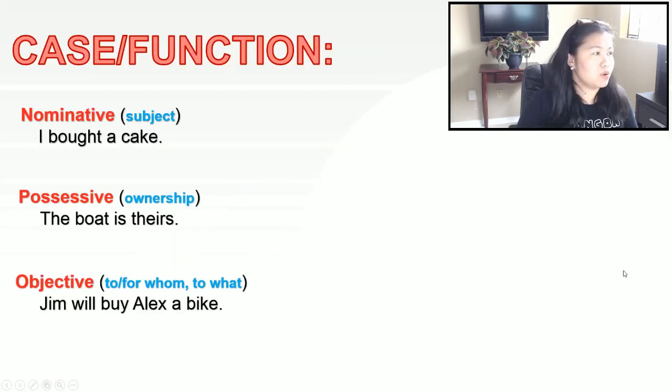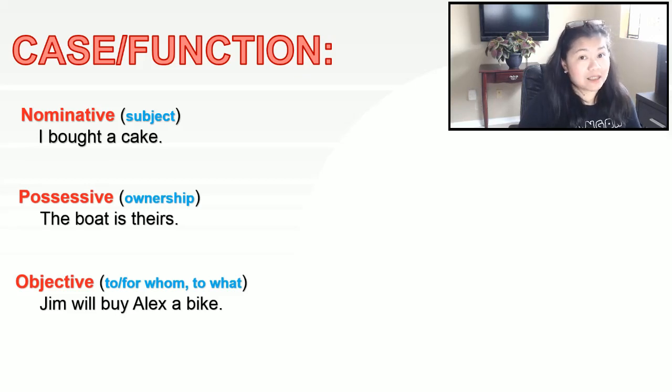Now I'm giving you a specific example for each function. The first one is the nominative. I bought a cake. So I is the subject, so I is the noun there. The second one is the possessive, or it denotes possession. The boat is theirs. Whose boat? It's theirs. So it is their boat. In that case, theirs is the possessive noun there.